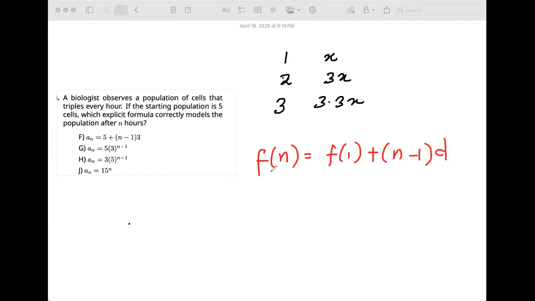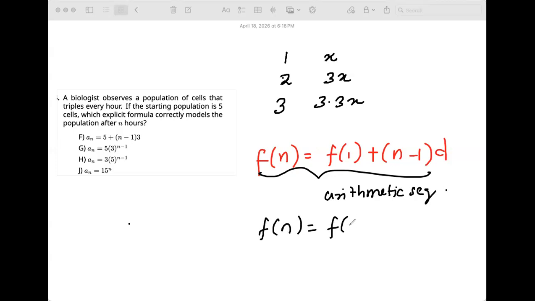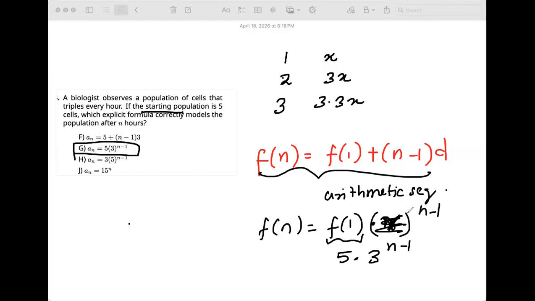So, is this an arithmetic sequence? This is not an arithmetic sequence. This is a geometric sequence. See, that's the deal. You have to find that out. Times r power n minus 1. So what happens here? R is 3. 3 power n minus 1 should be in the answer. So basically it is G. You got it? Yeah. The starting population is 5. This is 5 times 3 power of n minus 1. Make sense?